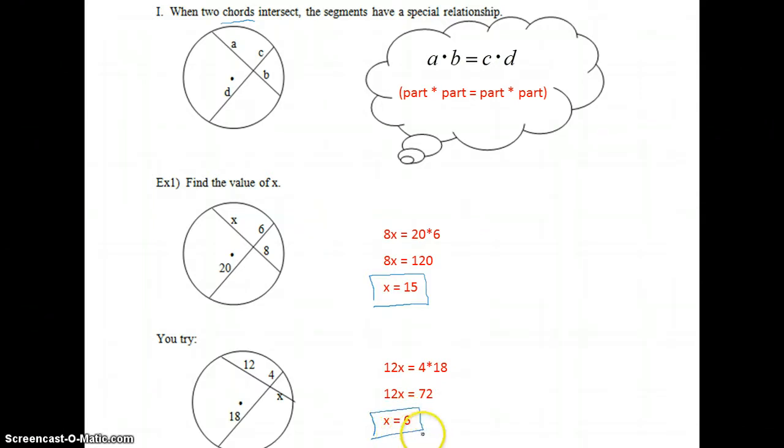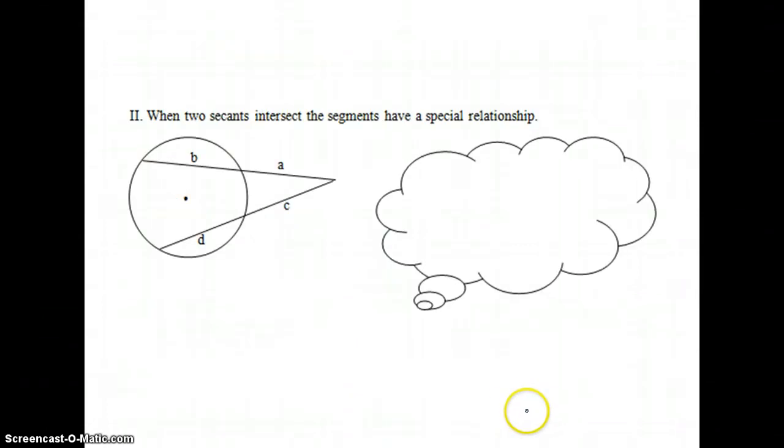And that's my first property. So again, when two chords intersect, I will take the product of their side lengths and set them equal. For our next property, we will be looking at secants.